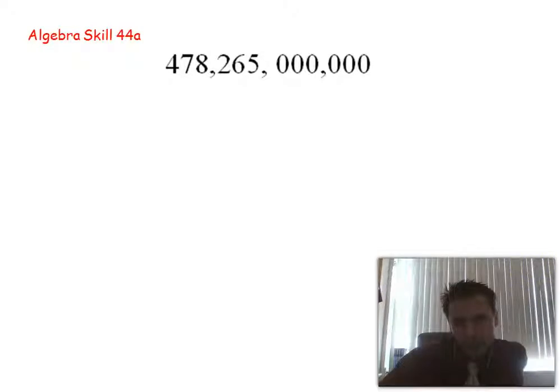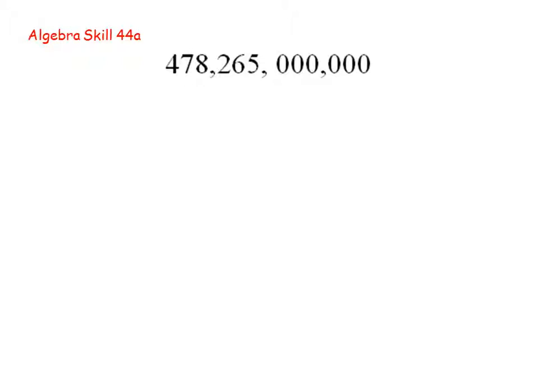All right, and we got a couple more problems in your Chapter 8 practice test here. We got 44A on the screen, Algebra Skill 44A, where you are asked to take this number and put it into scientific notation. And the rule for scientific notation is that the first number has to be equal to or greater than 1 and less than 10.